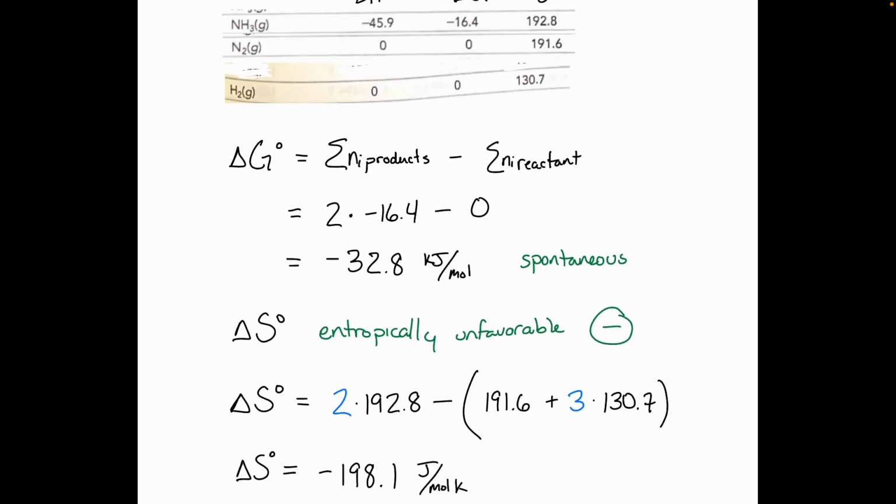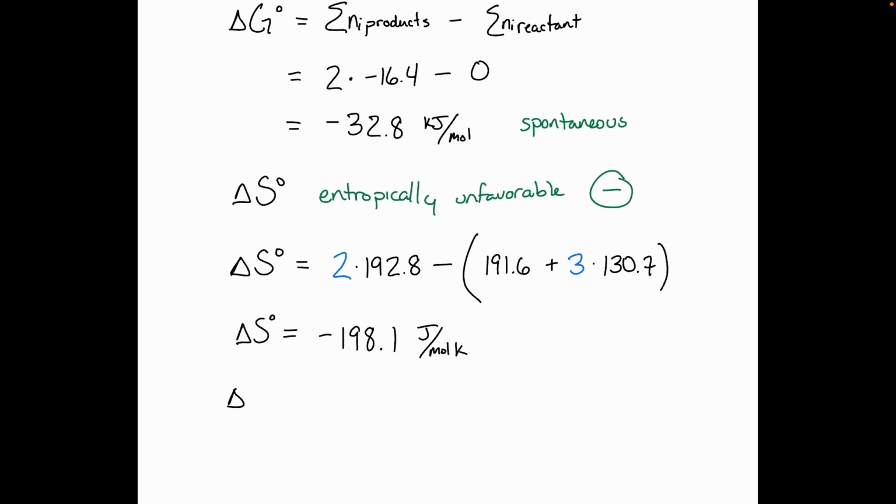All right, and just for the sake of time, I went ahead and calculated the delta H for this reaction as well. That was negative 91.8. And again, delta H's are in kilojoules as well. All right, so what will we say about the exchange of heat in this reaction? Is it endothermic or exothermic? Negative delta H is exothermic. Cool.